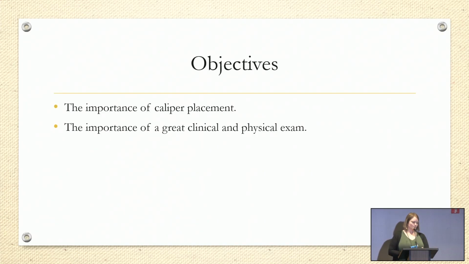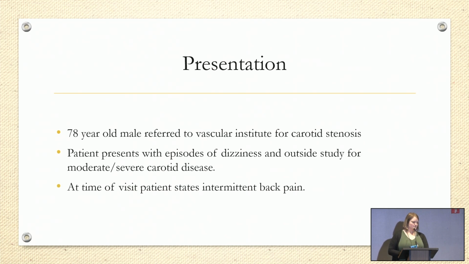Okay, so the objectives for choosing this case study were the importance of what Tish was saying earlier and Tina, the importance of caliper placement, the importance of a great clinical and physical exam. So this patient was a 78-year-old male referred to Vascular Institute for carotid stenosis. Patient presented with episodes of dizziness and an outside study for moderate to severe carotid disease. At the time of the visit, the patient states intermittent back pain.